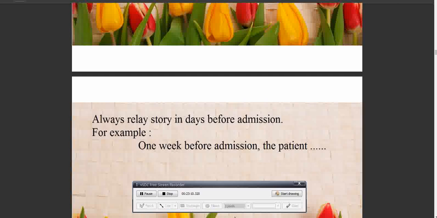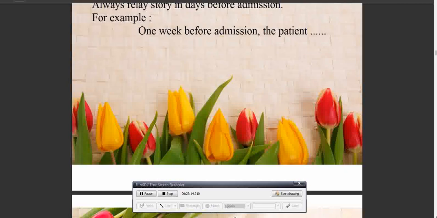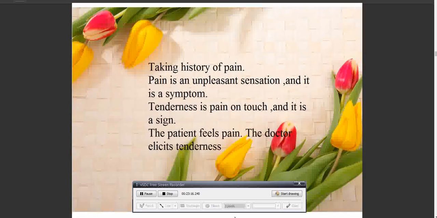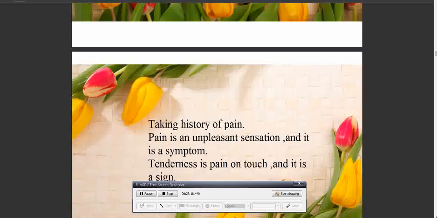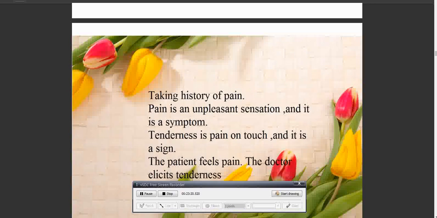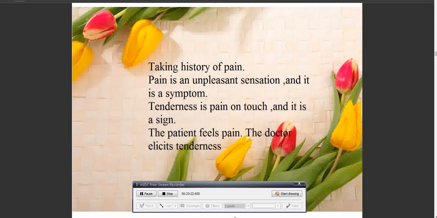You need to always relate the story in days before admission. For example, 1 week before admission, the patient was blah blah. So you need to start from when the patient was away from the hospital, or maybe when the patient was well. Taking history of pain. I'm talking about pain in this case.